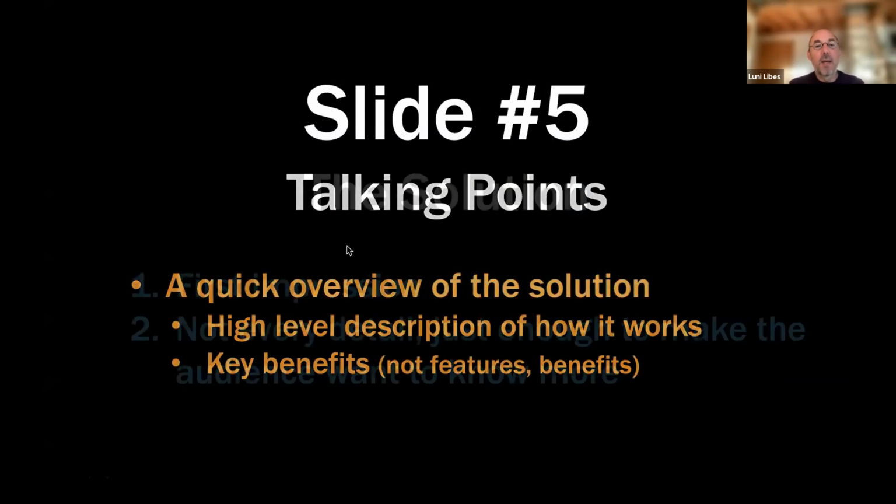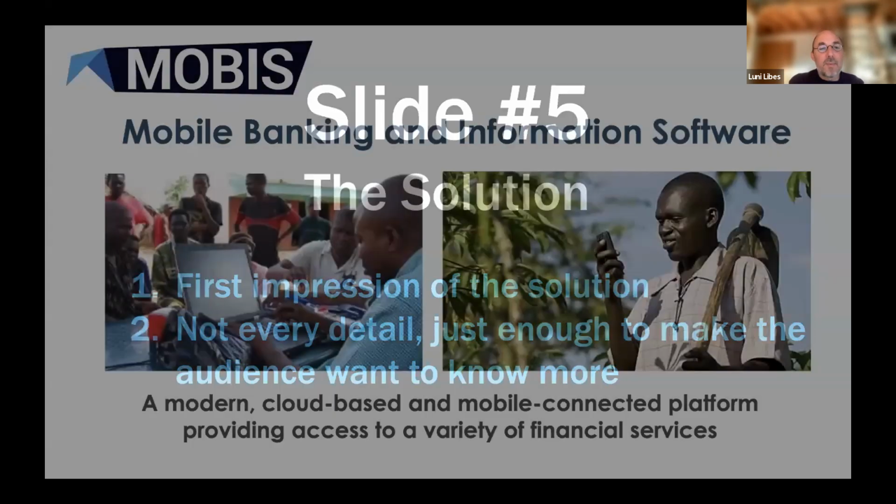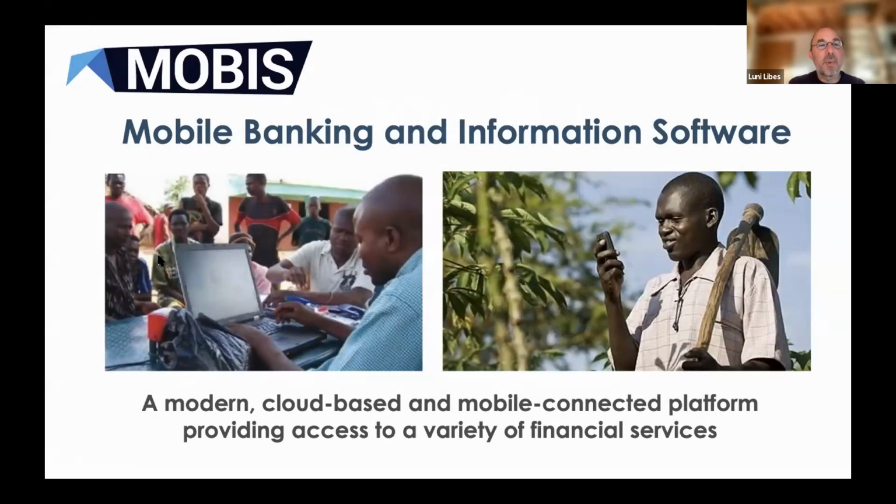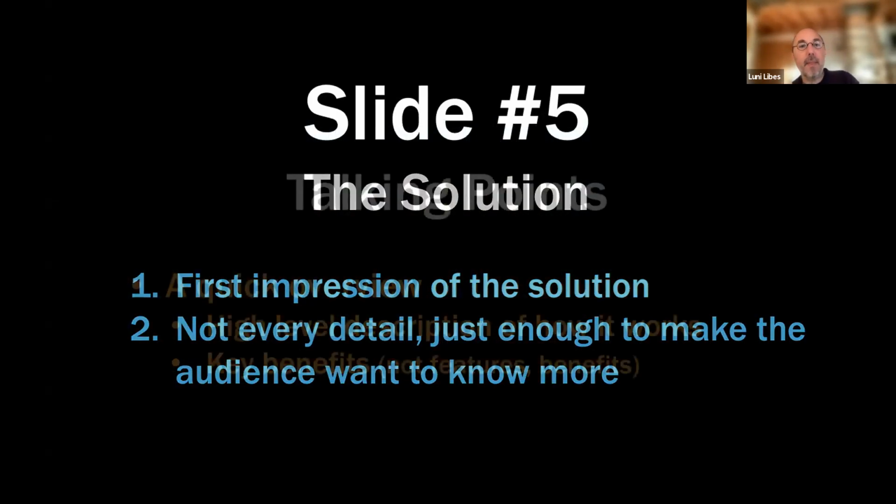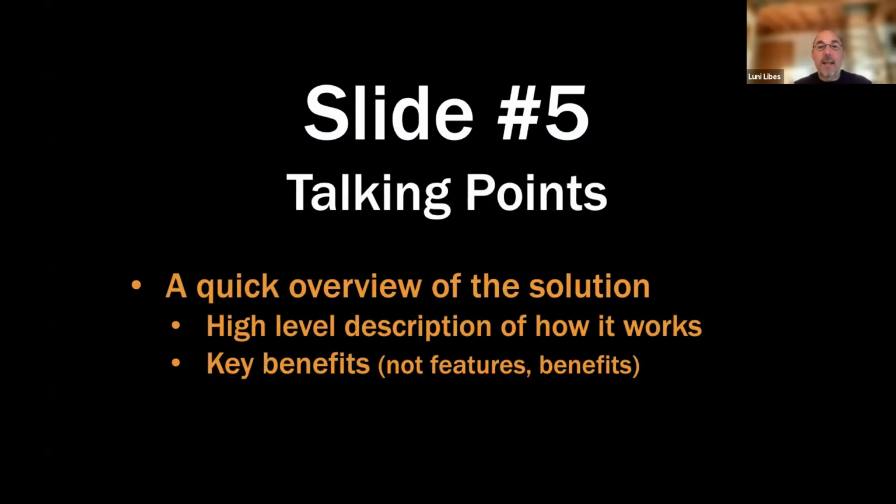We're just showing that it's on the cloud, and therefore we found a picture of a group of people with a computer, and we found a farmer looking at his phone. These are just pictures off the internet. This is not real customers. All right, so in this slide, what you're going to say is just really high level. Here's what we do at a high level. Here's why it's important.